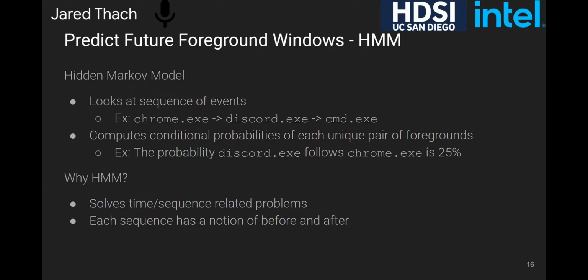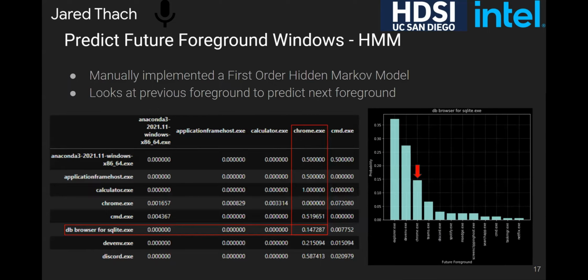Now, why did we choose to use a hidden Markov model? A hidden Markov model is a perfect model to solve a time-related problem, such as our next app prediction task, where each sequence has a notion of before and after. In our case, we have past foregrounds that lead to predicting future foregrounds. How do we do this? By manually implementing a first-order hidden Markov model.